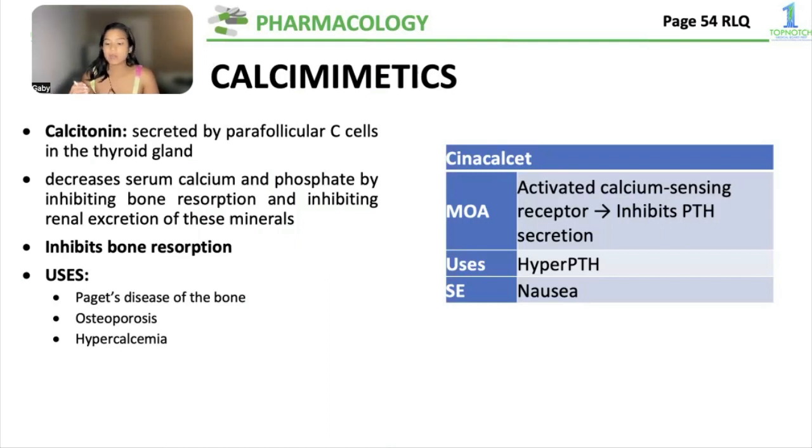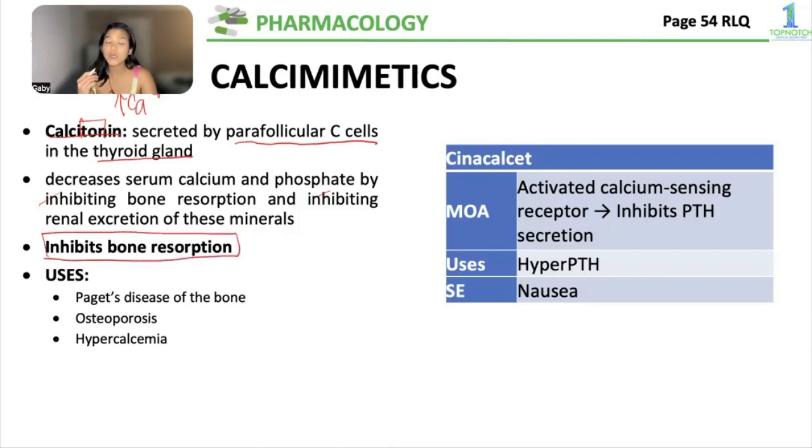So to understand how these drugs work, let's look at calcitonin. What does calcitonin do? Calcitonin is a hormone secreted by your parafollicular C cells in the thyroid gland, and it is secreted when you have a lot of calcium in your blood. From the name itself, calcitonin, this hormone tells you to tone down the calcium. It causes a decrease in serum calcium and phosphate, and it does so by inhibiting bone resorption and inhibiting renal excretion of these materials. So the main effect that we want to get from this drug is by the inhibition of bone resorption.